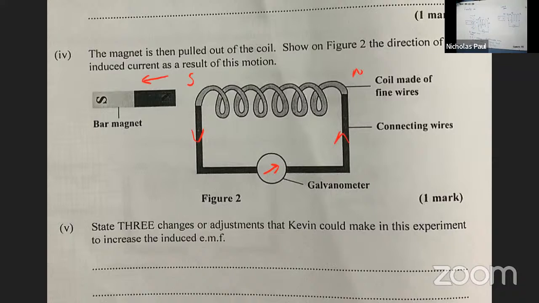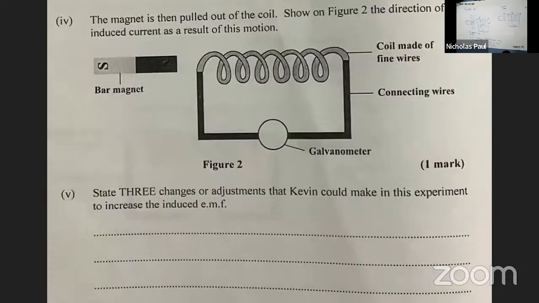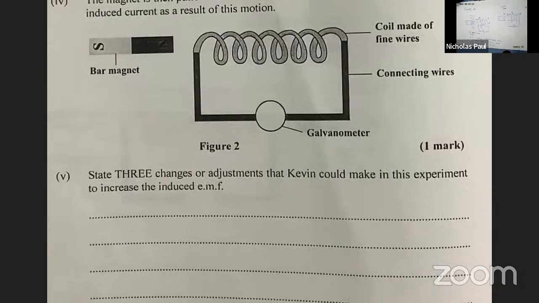Last question. Last part 5. State 3 changes or adjustments Kevin can make to give a larger EMF. EMF simply means current. What are 3 adjustments you can make? Let me see who's thinking. 2 you can figure out. 1 might be tricky. What are the 3 adjustments that you can make to let the current value be larger?